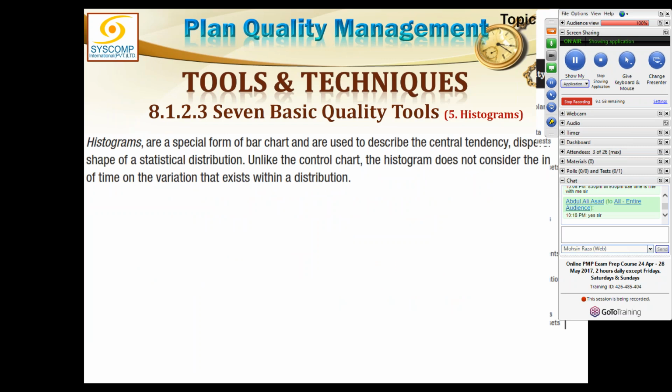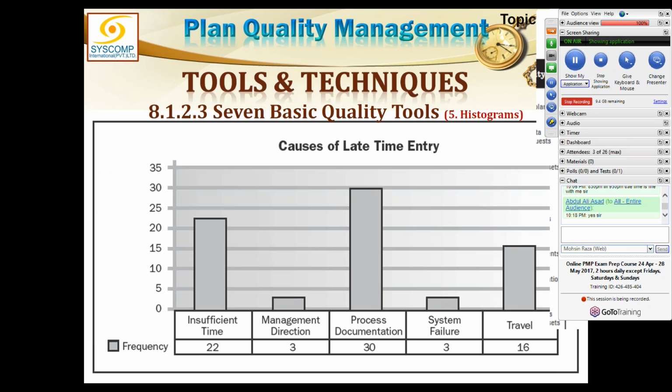Histogram is interesting because, you see, in your system you found 100 faults. You said, okay, there are 100 faults, let us analyze these faults. When you categorize them, there were 22 faults due to insufficient time, 3 faults due to management direction, and so on. So you created a histogram of horizontal bars exactly according to their size, how many faults there were. That way, this diagram started depicting very visually that the biggest problem was process documentation. The next biggest problem was insufficient time, and so on.